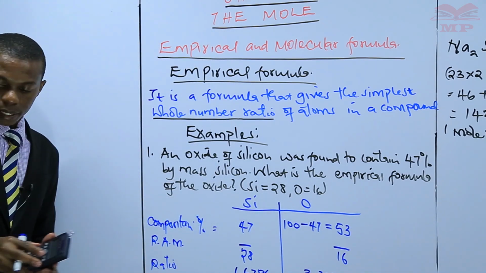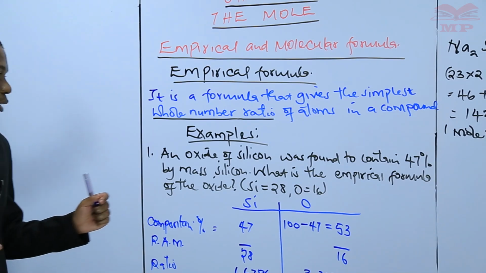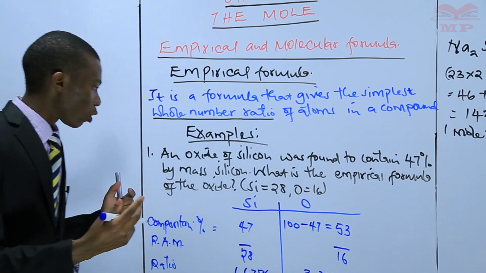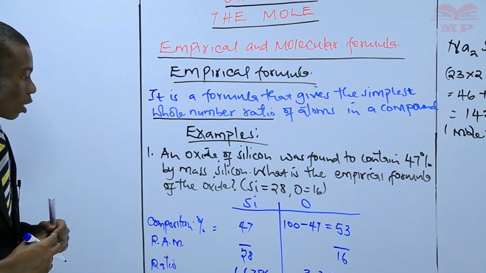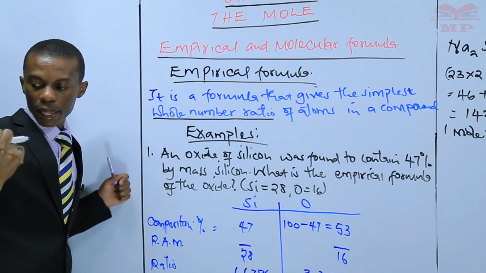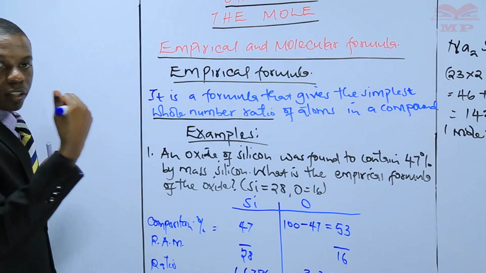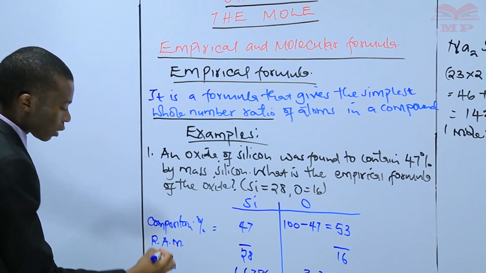3.3125. That is the ratio in which silicon and oxygen are combining. Once you get those ratios, you now divide by the smallest. Divide by the smallest.